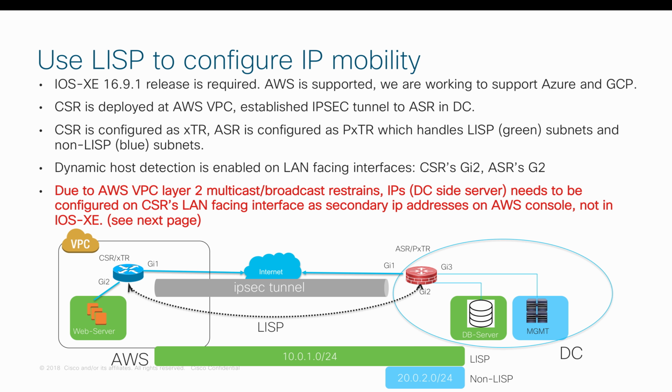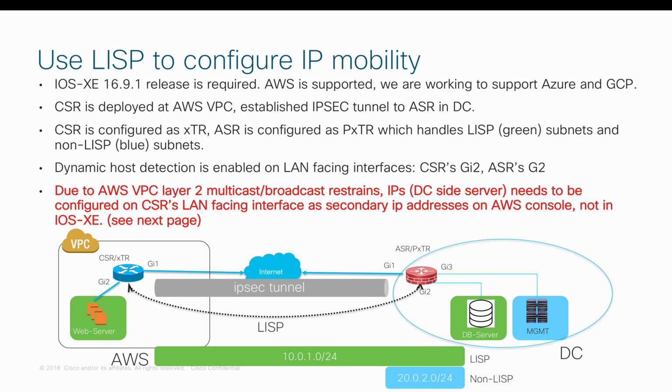And due to the AWS VPC layer 2 multicast broadcast restraints we talked about in previous slides, there's one important step you need to do. Because on the AWS side, you cannot receive a gratuitous ARP, right? You don't receive the ARP request. So how does the web server on the left side know the database server's MAC address? Well, how does AWS know for that IP address, I need to send to the CSR, so the CSR can send the packet to the right side.